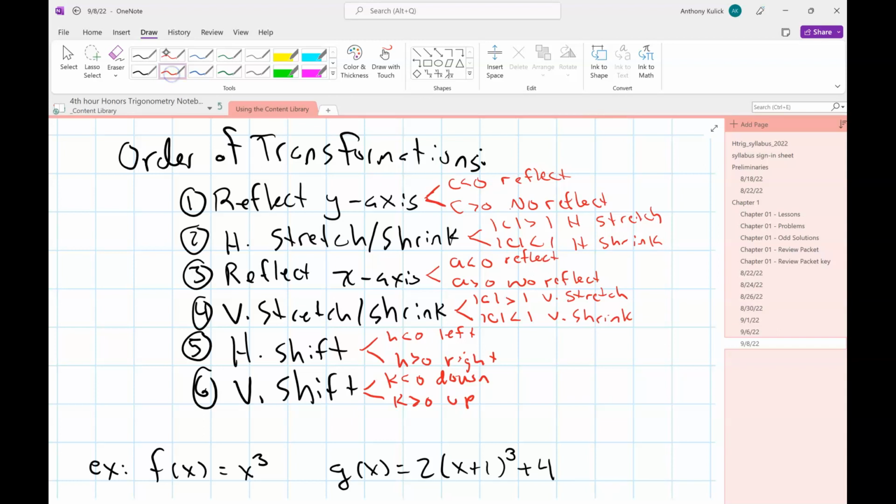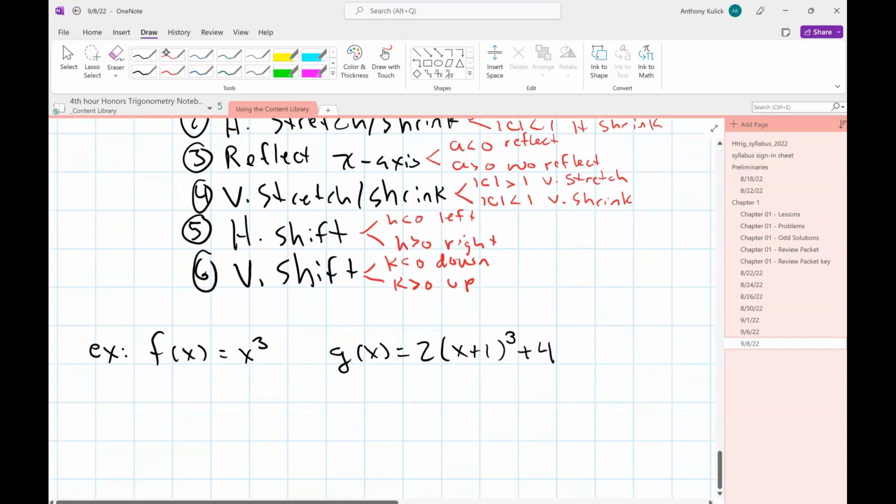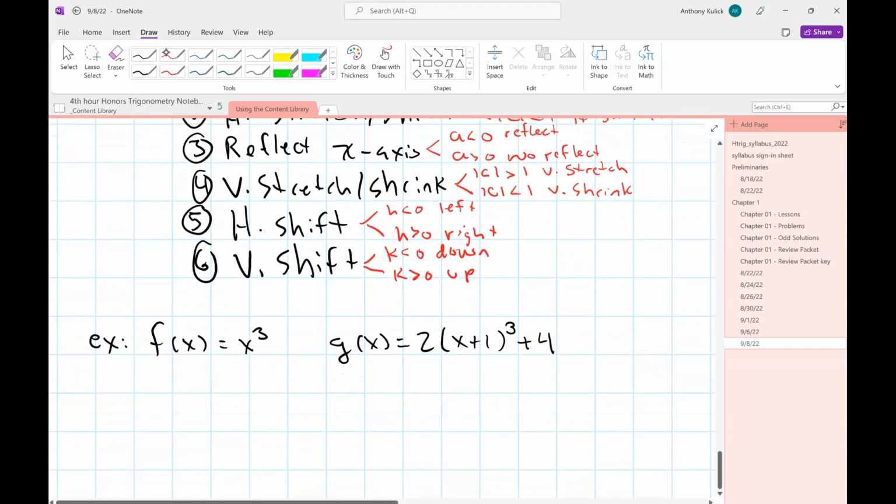All right. So let's look at an example here. Let's say our parent function is x cubed, and our transformation is 2 times the quantity x plus 1 cubed plus 3. If I want to describe this transformation using the proper order, the first thing I have to do is pull the values for a, c, h, and k from my equation. To do that, I'm just basically going to be using the general form.